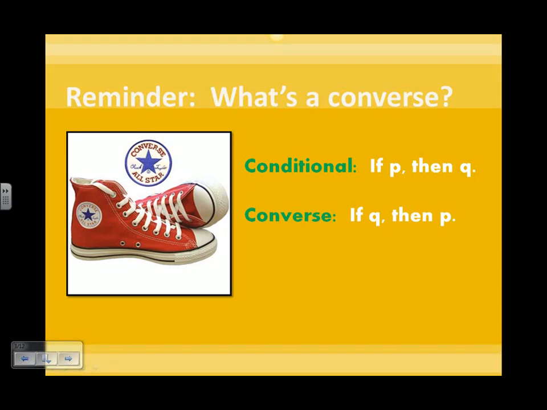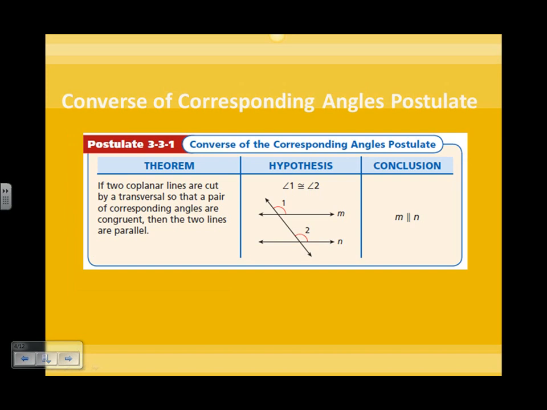It's not the shoe that we're talking about. We're talking about if you have a conditional statement, if P then Q, the converse of that statement is if Q then P. So we're going to take all of those postulates and theorems that we learned in the previous section, and we're going to do the converse of those and show that those are also true. The basis for this is starting with the converse of the corresponding angles postulate.